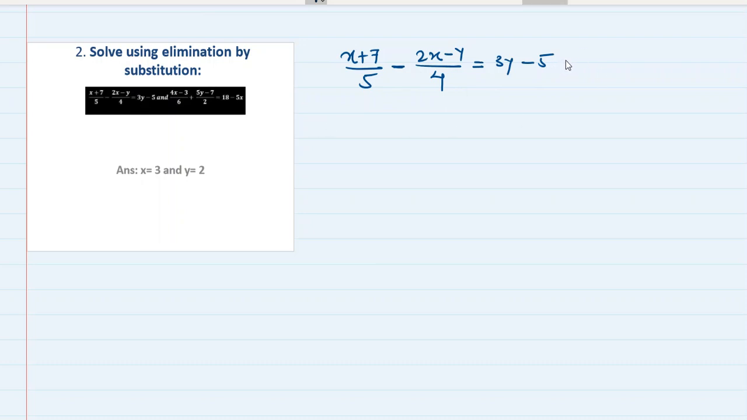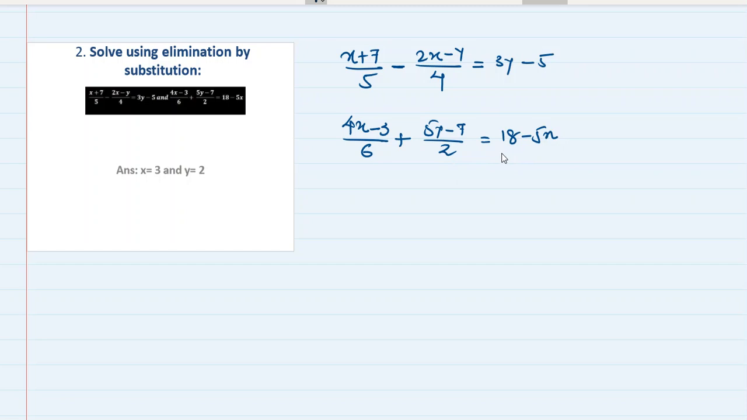The second equation is, I'm just going to write it beneath this, there is not much space. 4x minus 3 by 6 plus 5y minus 7 by 2 is equal to 18 minus 5x.